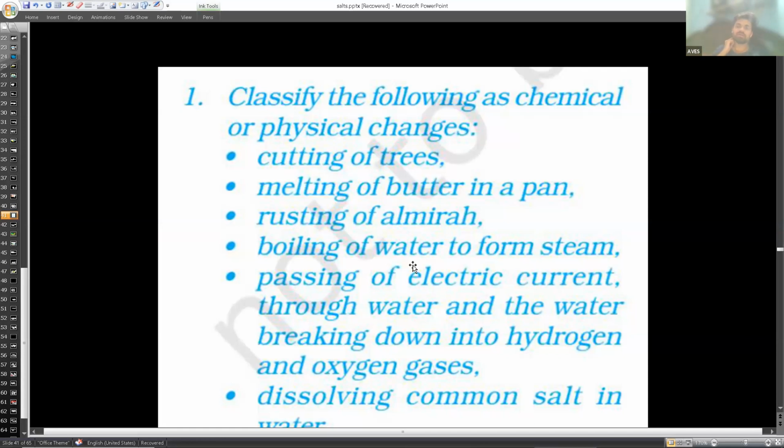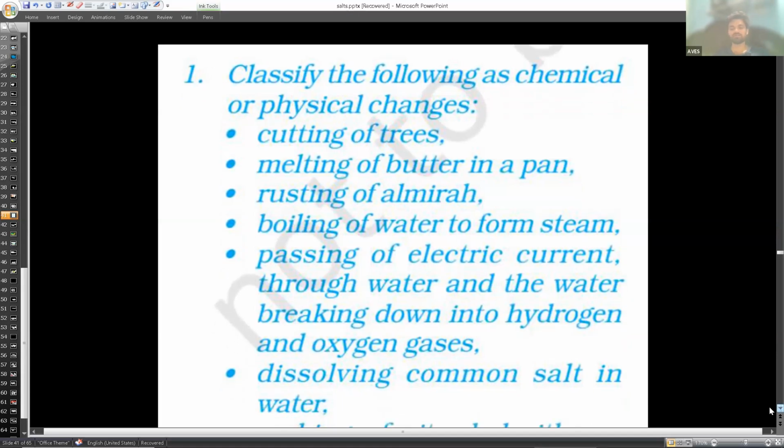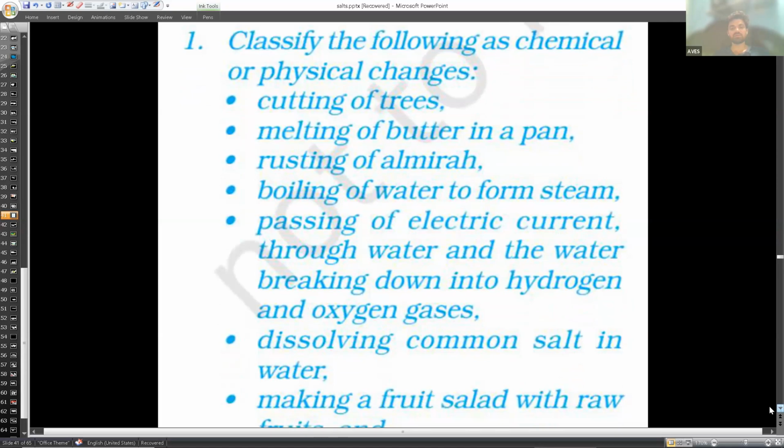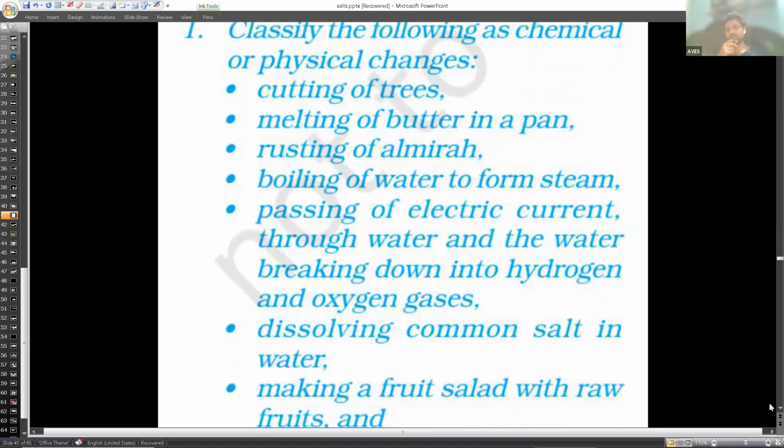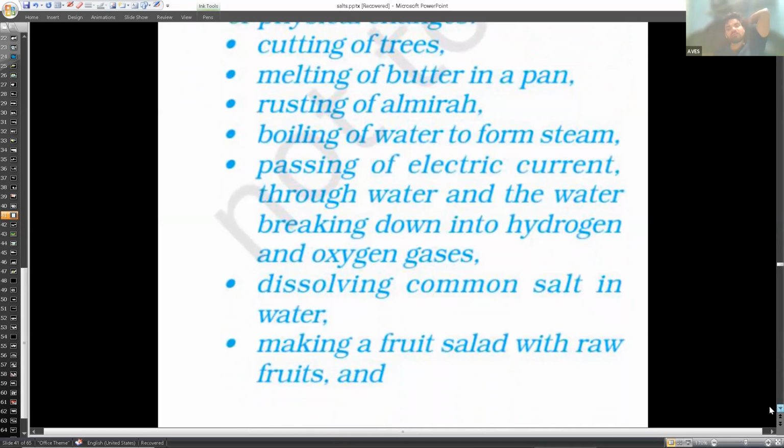Rusting of almirah is chemical. Okay. Boiling of water to steam is physical. Passing of electric current through water and breaking down into hydrogen and oxygen is chemical. Dissolving salt in water is a physical change. Making fruit salad with raw fruits is physical, because all of them show their properties after the change also, right?